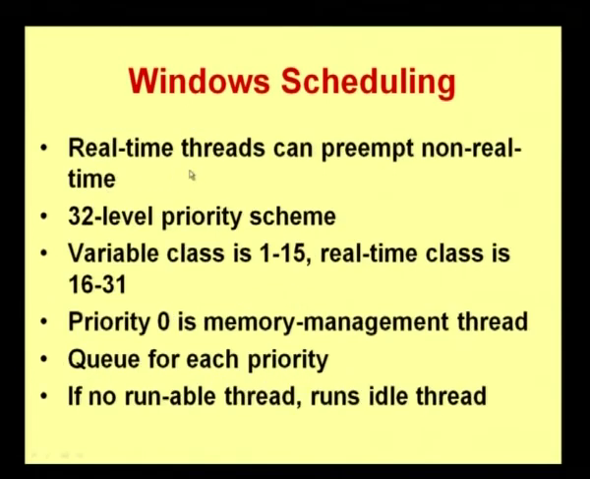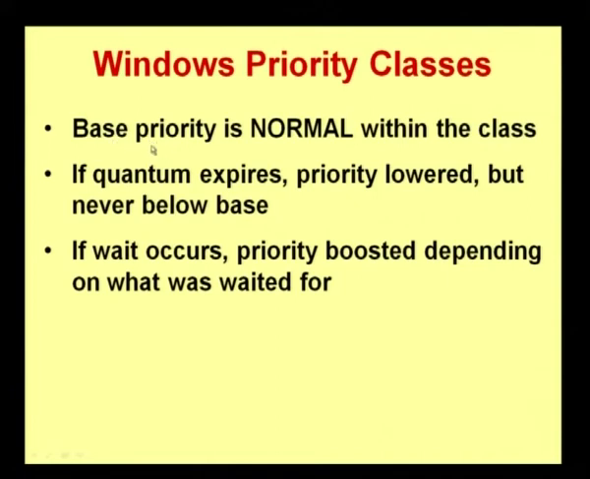In Windows scheduling, real-time threads can preempt non-real-time threads. It is a 32 level priority scheme; the variable class is from 1 to 15 and the real-time class is from 16 to 31. If there is no runnable thread, it runs an idle thread. So this is about Windows scheduling. Then we will see the Windows priority classes. Here the base priority is said to be normal within the class. If the quantum expires, priority gets lowered but never below the base level. If a wait occurs, priority is boosted depending on what the process was waiting for.